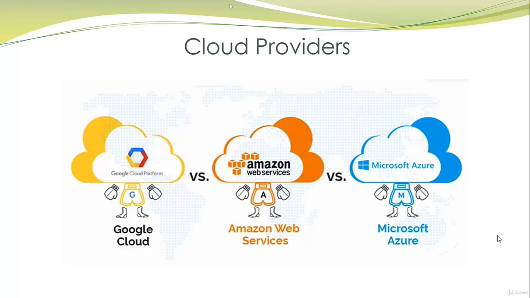Companies who provide the hardware and services in the cloud are called cloud providers. At this time, we have three main leading cloud providers: AWS or Amazon Web Services, Microsoft Azure, and Google Cloud Platform. Let's compare some of the services provided by them.